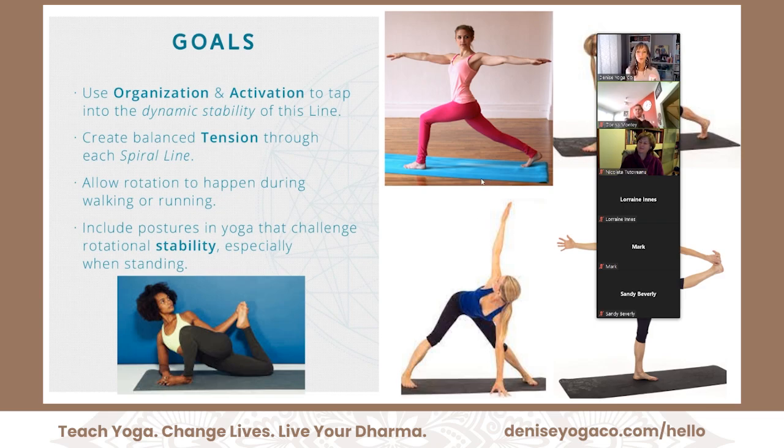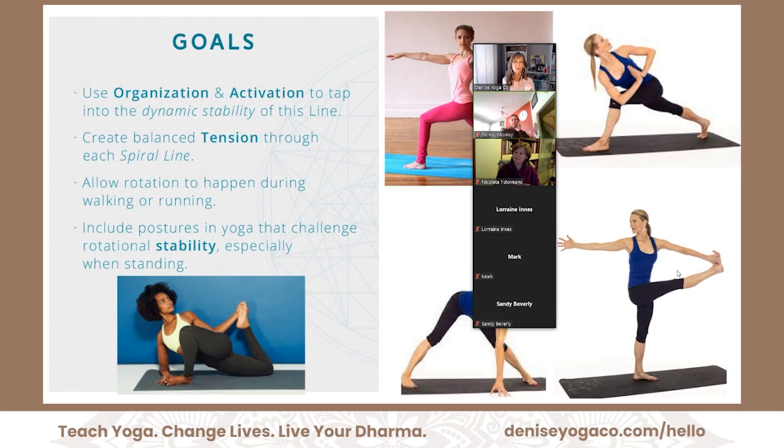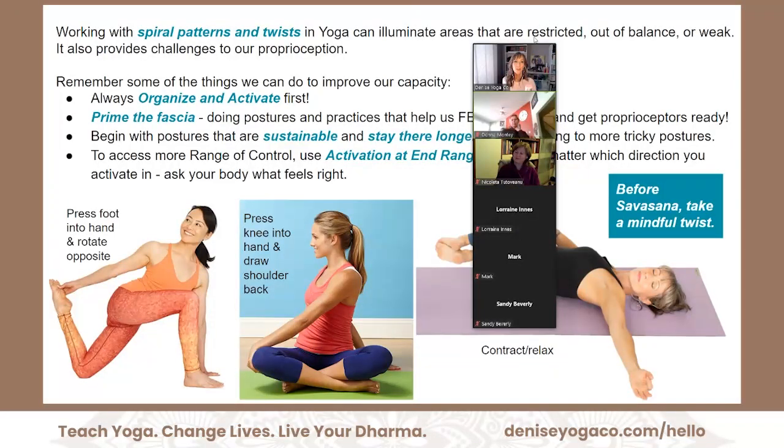And oftentimes we're trying to get more range, right? Especially, we want to lift the leg higher, or we want to spin more, or whatever. To just, again, stay with it and activate at end range. Activation at end range, guys, is the way that you increase your range of control.